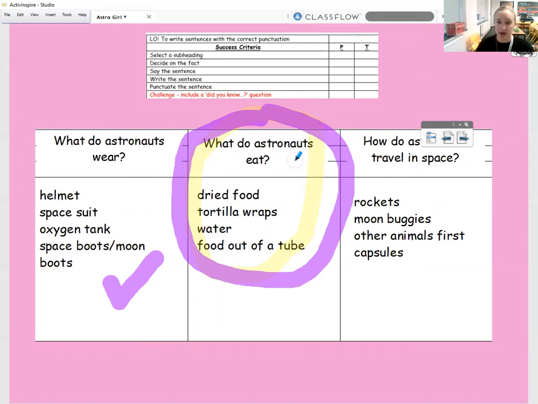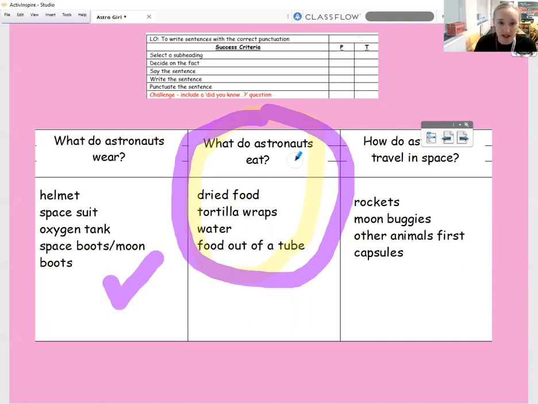Yours might be slightly different at home, and it might be how do astronauts travel, it might be which animals have been in space, or it might be who has travelled into space. You need to have a little look at your plan and decide, and remember what your subheading is going to be so you know what to write in this section.